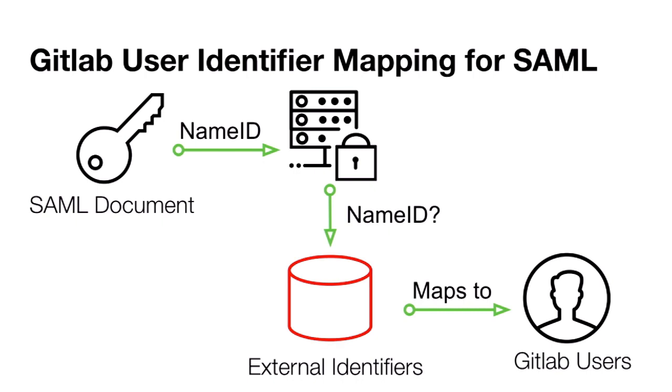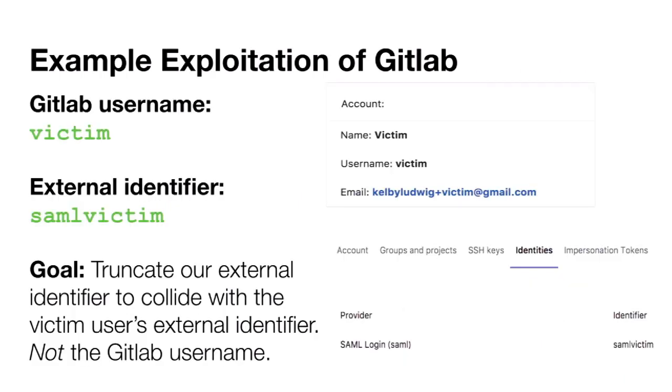To exploit GitLab using the comment truncation vulnerability, the attacker needs to truncate their name ID in order to match an external identifier that maps to our target user. To walk through what this would look like, suppose that we're targeting a GitLab user with the username victim. Their external identity, shown in the bottom right photo here, might be something like SAML victim. And so this is the one that we're looking to target for this truncation bug.